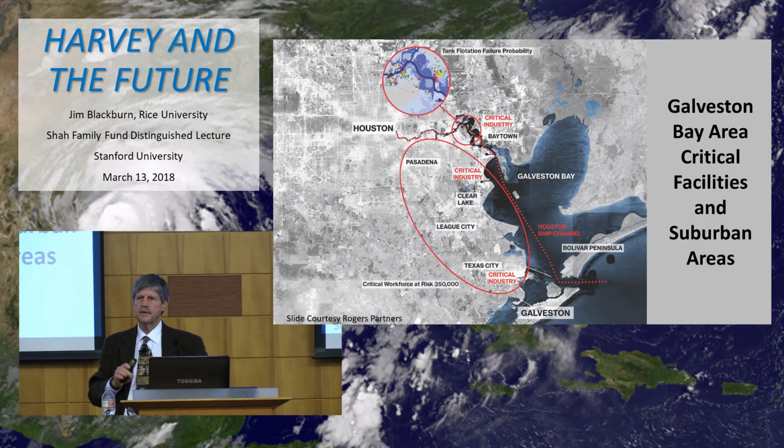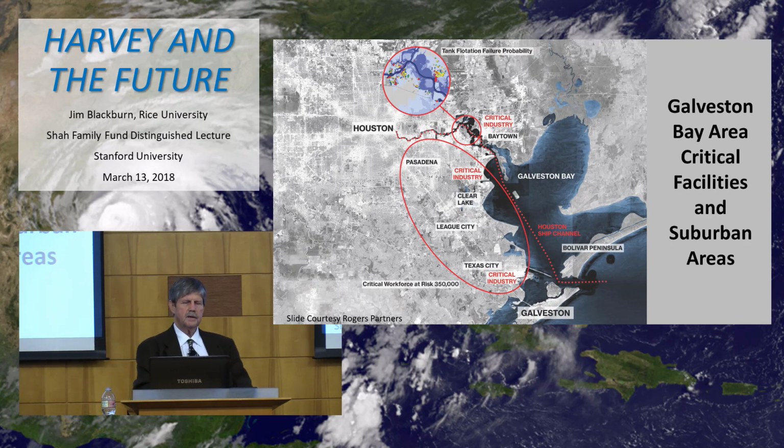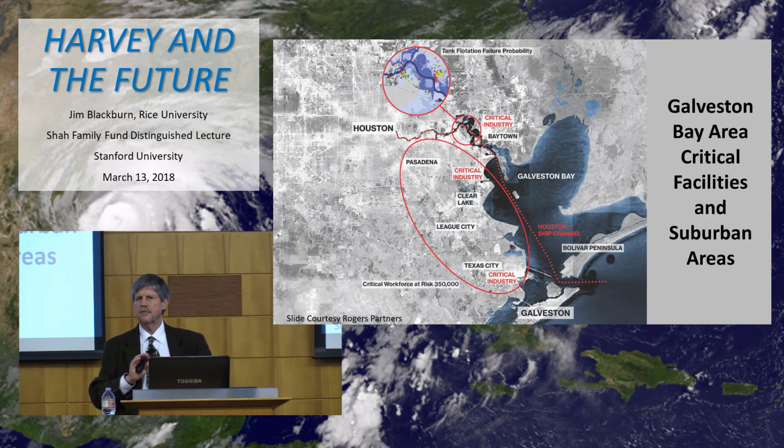Now I'm going to switch gears on you as I get toward the latter part of the presentation and talk about the bay, because the bay is different. Everything I've been talking about so far is rainfall flooding. And rainfall flooding is a huge problem. But it is not the only problem. Storm surge is the bigger one.